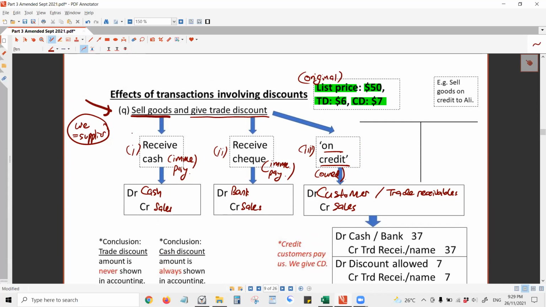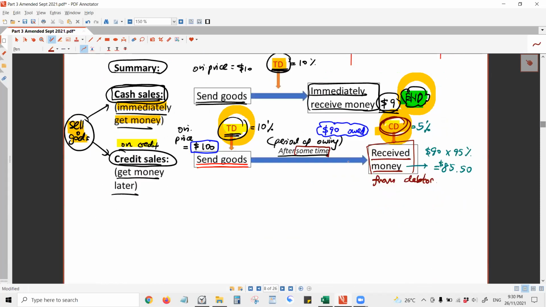Can you first tell me, for Q1 and Q2, can cash discount be applicable? Yes or no? You try to think. Let me repeat. For Q1 and Q2, where we receive payment from customer immediately, can there be cash discount of $7? No, right? You must remember this.